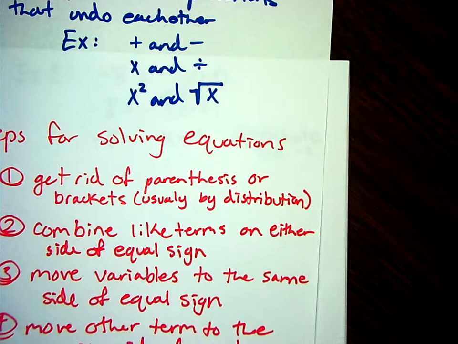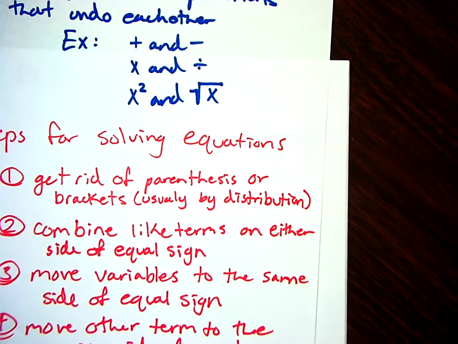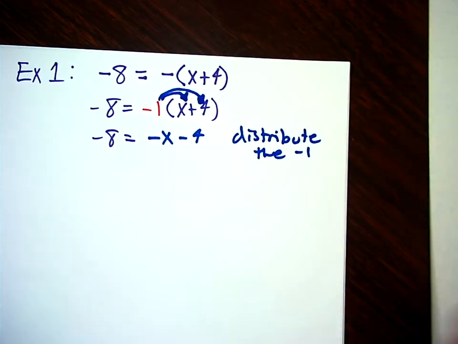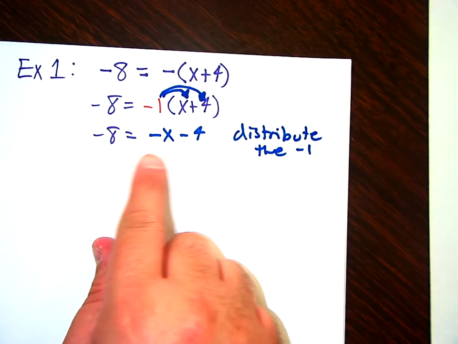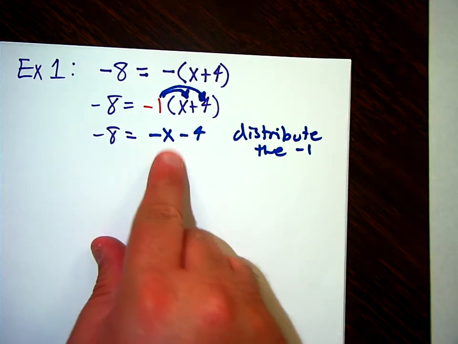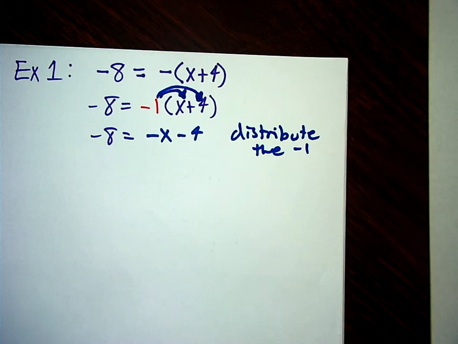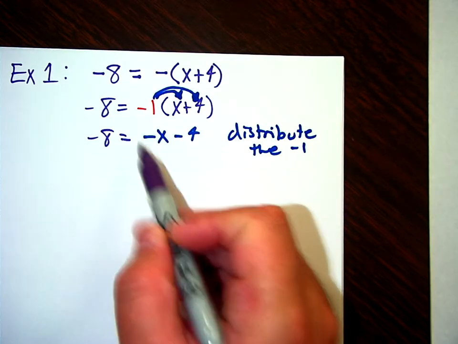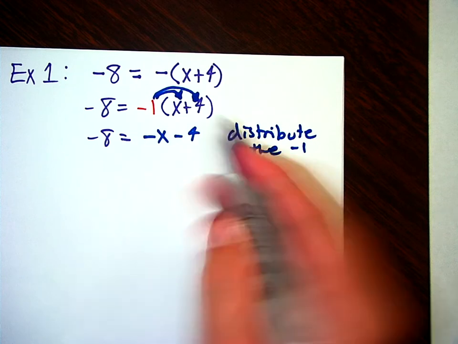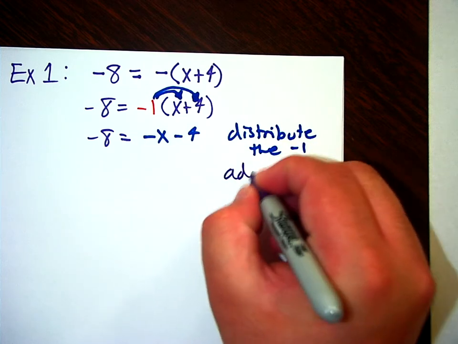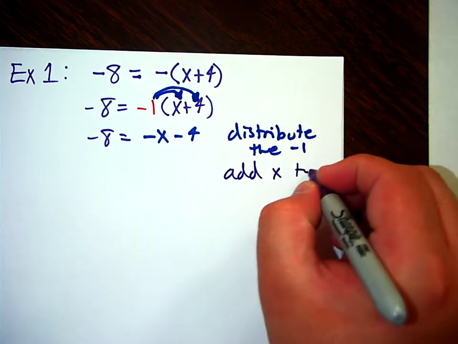Move variables to the same side of the equal sign. All right, well, let's move all the variables to the same side of the equal sign. I'm going to move this x over here, and we'll talk about why I'm doing that later. But that's what I'm going to do to solve this equation. I'm going to move the x over. So what I'm going to do is use inverse operations. Right now it's a negative x. So how do we invert that or make that opposite? Okay, we're going to add x to both sides.